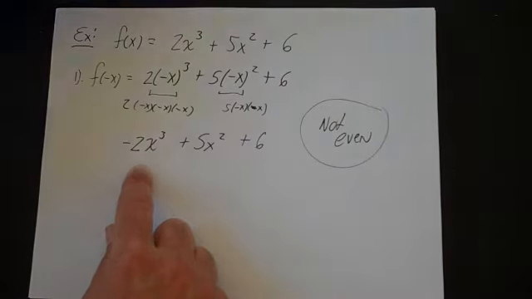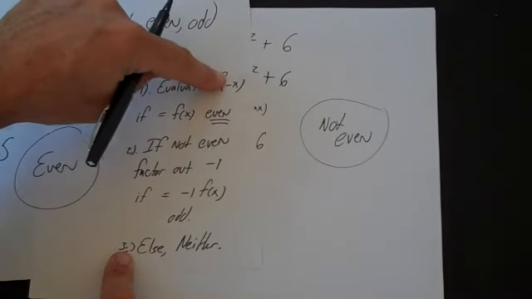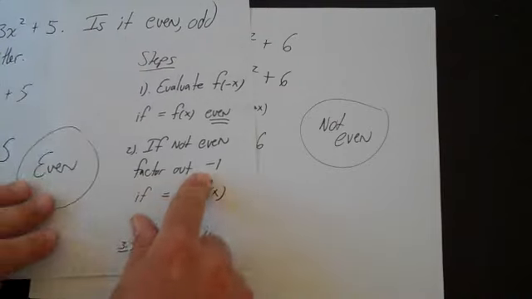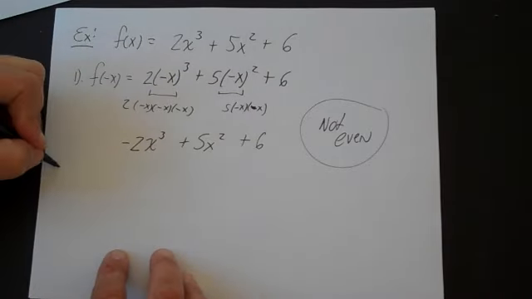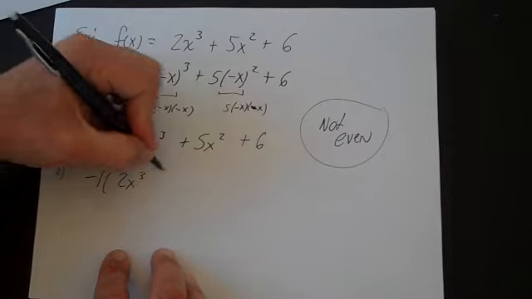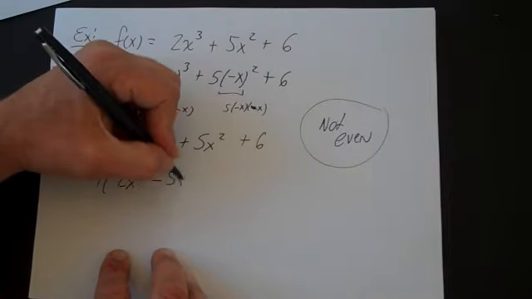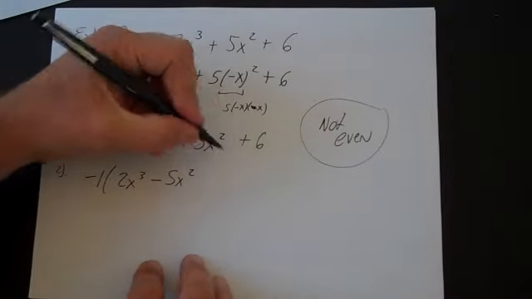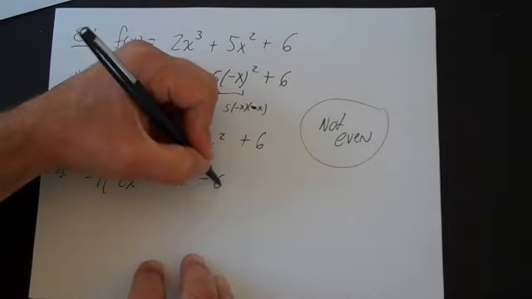So let's go to the second step. The first step is you evaluate f of minus x and find out if it's even. If it's not, you factor out a minus 1. So let's factor a minus 1 out. That's step number 2. So go minus 1 times 2x cubed. That becomes a negative 5x squared. Why is it a negative? Because you're taking a negative out. You divide everything by minus 1. And 6 divided by minus 1 is minus 6.